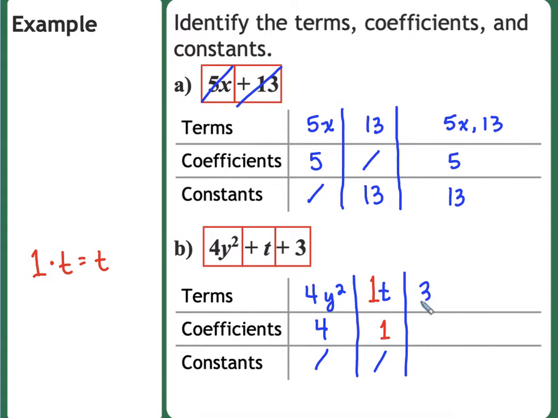Alright, finally we have a term of 3. There's no variable, so there's no coefficient, and it is a constant of 3. Alright, so again, Big Ideas would write these as a list. So as a final answer, we have 4y squared, comma, t, comma, 3 for our terms. Our coefficients are 4, comma, 1, and our constant is 3.